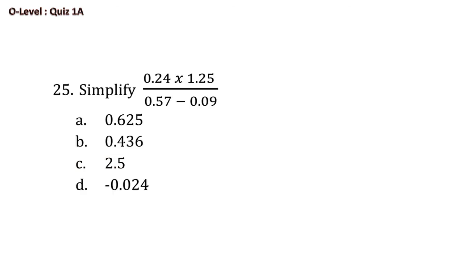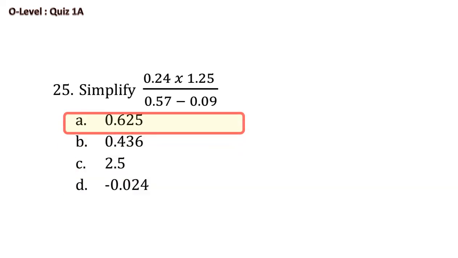And the last question reads: simplify 0.24 times 1.25 divided by 0.57 minus 0.09. Here you must note, this is a tricky question, and many students just go like this: 0.24 times 1.25 divided by 0.57 minus 0.09. You are going to fail it because it's a trick.